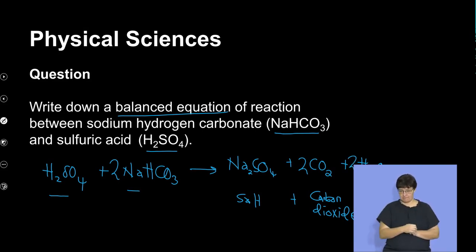So if we can check if indeed our reaction is balanced, I think it would also give us the stoichiometric ratio in which these substances react with each other. So a mole of sulfuric acid reacts with 2 moles of the sodium hydrogen carbonate to form 1 mole of the salt, 2 moles of carbon dioxide, and 2 moles of water. So we can also put an arrow there. So what does that arrow tell us?